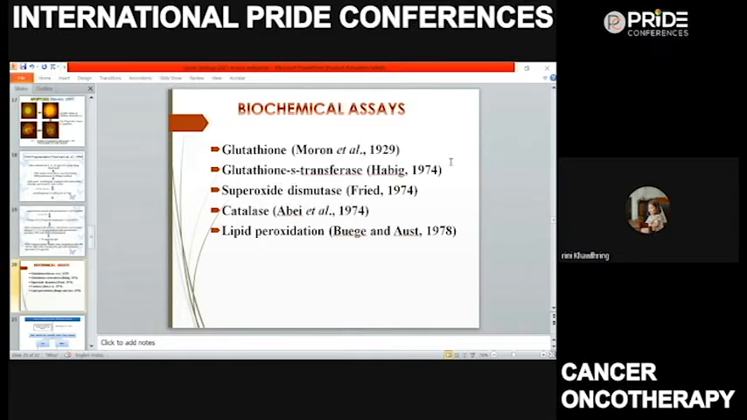And for biochemical assays, glutathione transferase, superoxide dismutase, catalase, and lipid peroxidation assays were also performed on the tumor cells.